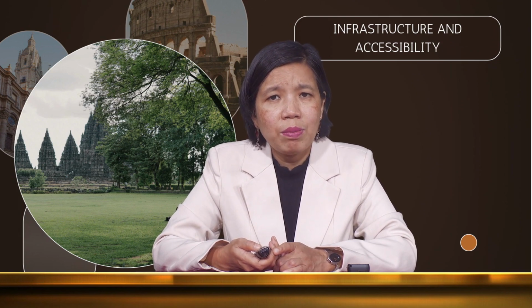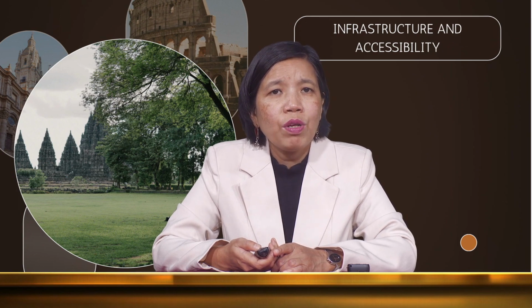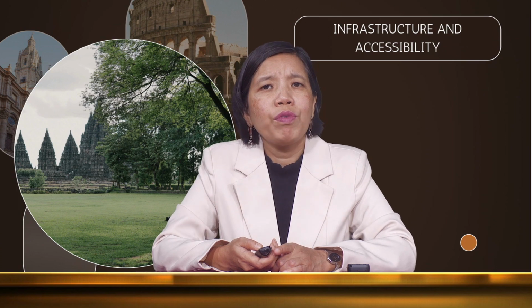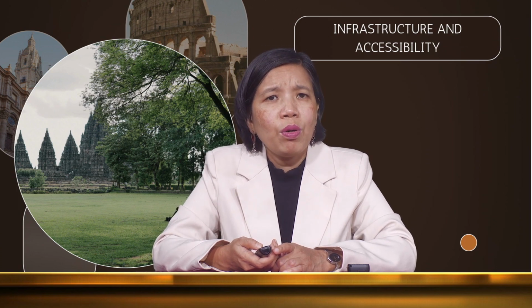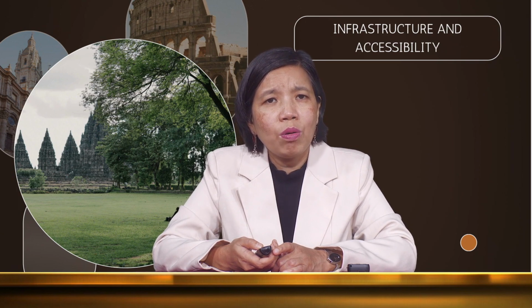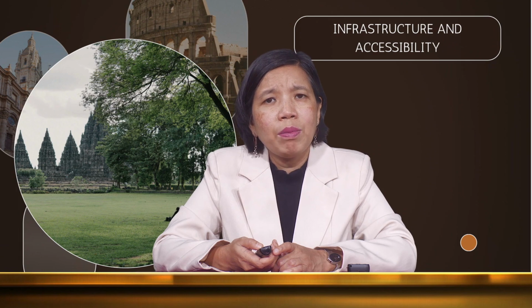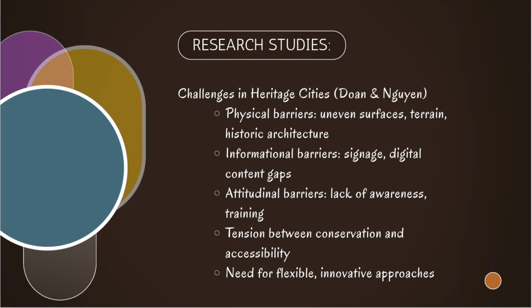In their paper Accessible Heritage Cities, Tin Duan and Hai Nguyen explore the challenges and opportunities of making heritage cities more inclusive for people with disabilities within the broader framework of accessible tourism. The authors argue that although accessible tourism has gained increasing attention globally, heritage cities continue to present significant barriers that limit full participation. These barriers are multidimensional, including physical obstacles such as uneven terrain and historic architecture.